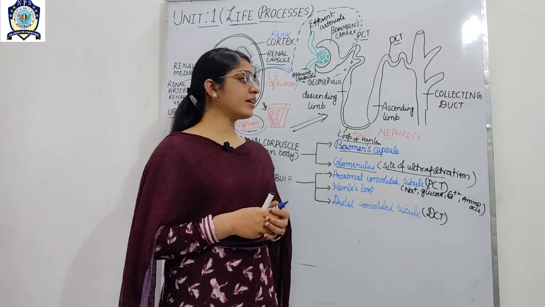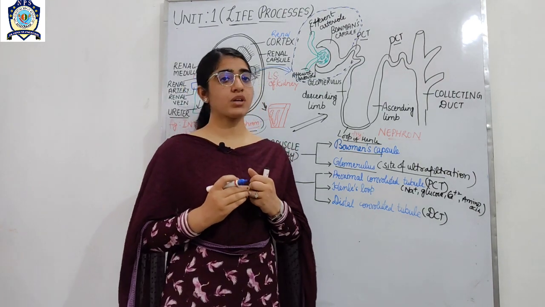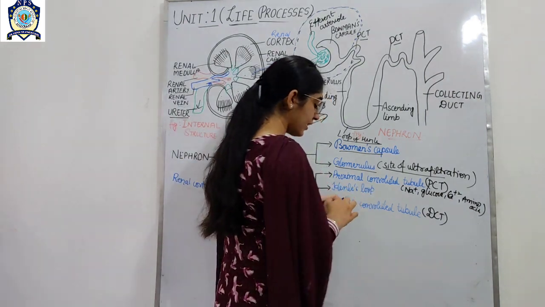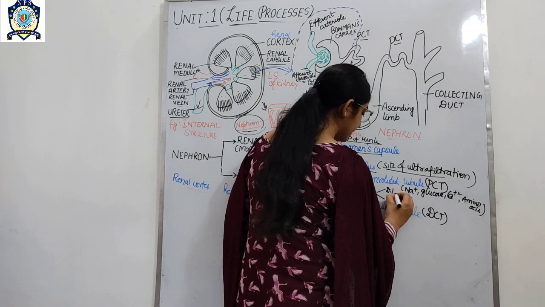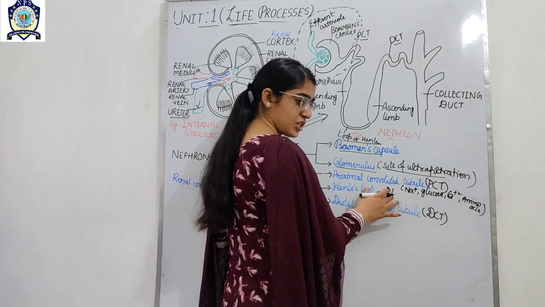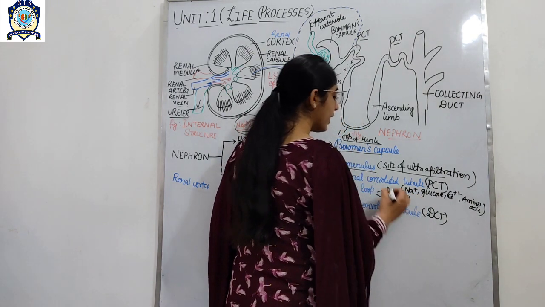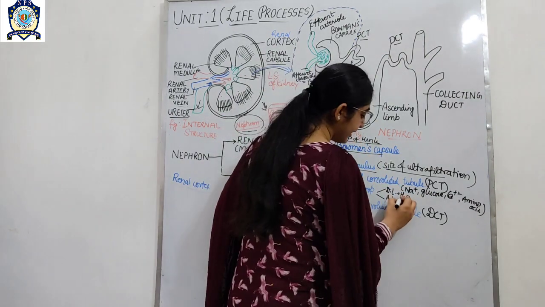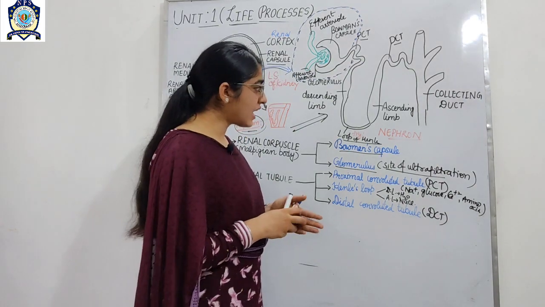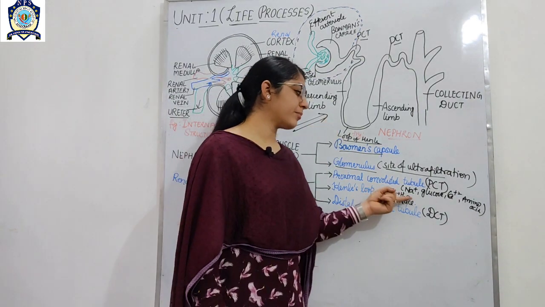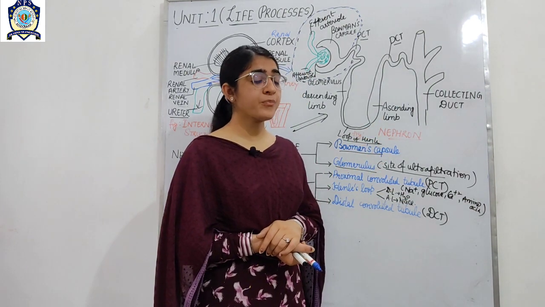So what does the descending limb do, students? The descending limb is permeable to water. So here the Henle's loop has two parts: descending limb DL, I am just giving its abbreviation, DL and AL. So DL is permeable to water, and the ascending limb is permeable to sodium chloride. Okay, again I am repeating, the descending limb is permeable to water and the ascending limb is permeable to sodium chloride.